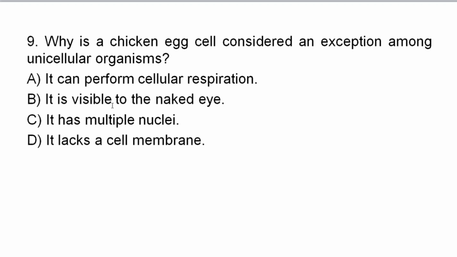Good. The correct answer is B. Chicken egg cell is visible to the naked eye. So this characteristic of the chicken egg cell is considered an exception among other unicellular organisms. So the correct answer for question number 9 is B. Choice A, it can perform cellular respiration: all cells perform cellular respiration. Yes. It has multiple nuclei? No. This chicken egg cell has only one nucleus. It lacks a cell membrane? Chicken egg cell has a cell membrane. So the correct answer for question number 9 is B.